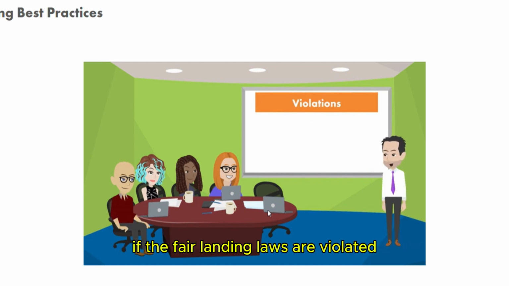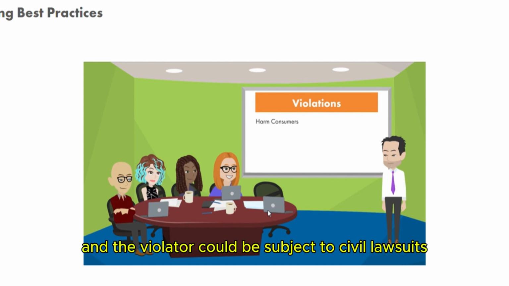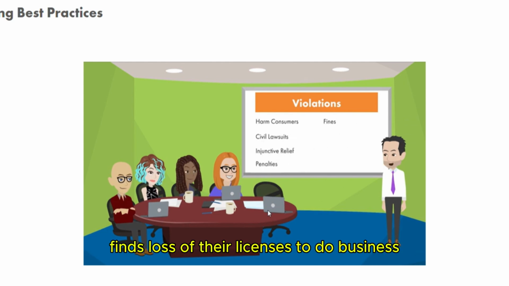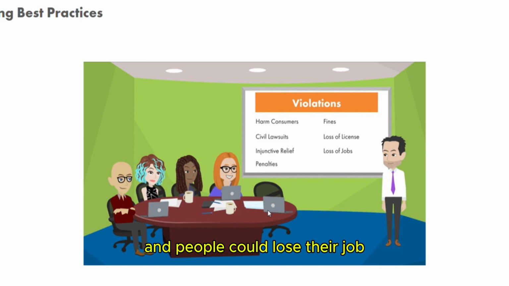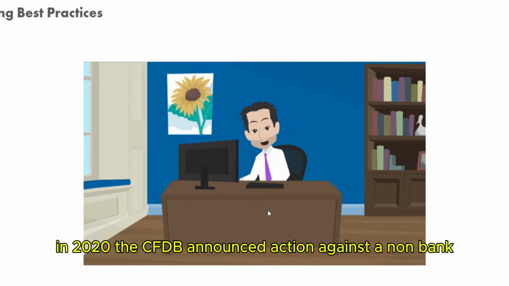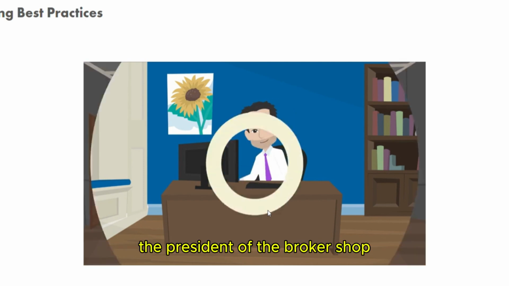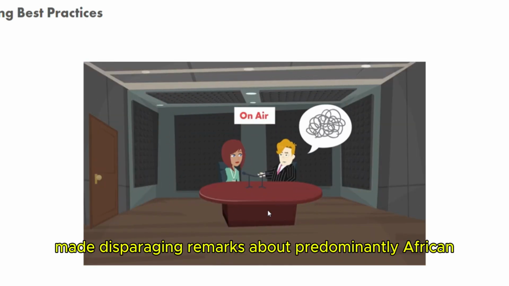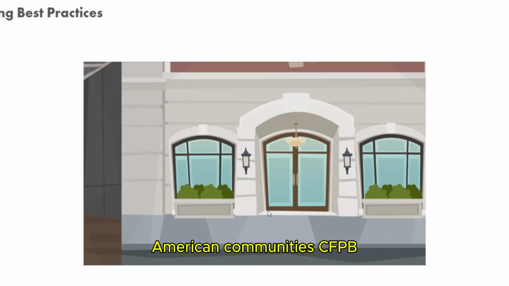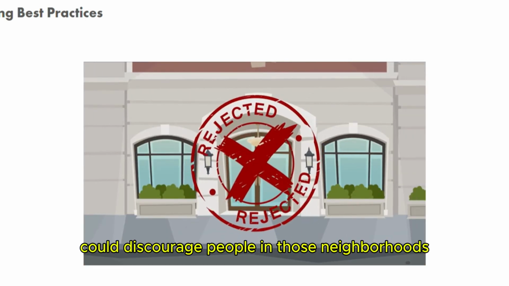If the fair lending laws are violated, consumers could be harmed and the violator could be subject to civil lawsuits, injunctive relief, penalties, fines, loss of their licenses to do business, and people could lose their job. In 2020, the CFPB announced action against a non-bank retail mortgage creditor and broker for discriminatory mortgage lending practices, including illegal redlining. The president of the broker shop and host of a radio show made disparaging remarks about predominantly African-American communities. The CFPB alleges that his comments could discourage people in those neighborhoods from doing business with them.